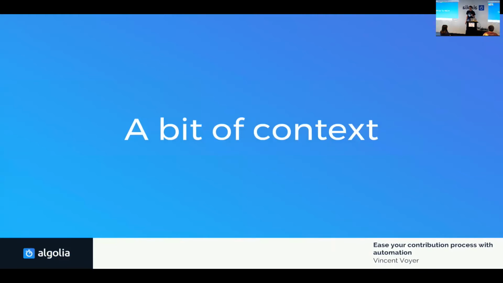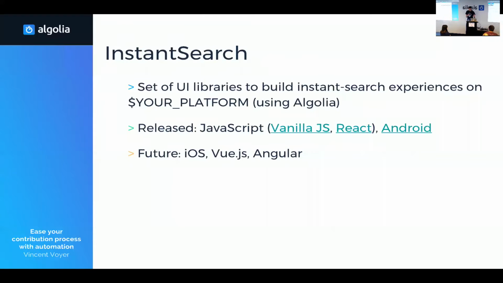First, a bit of context for you to understand what we are going to talk about. This talk will be using a real project as an example, which is InstantSearch. It's a set of UI libraries to build search on top of Algolia. We released many flavors of it, and we are going to release more of them in the future. So basically, it looks like that.